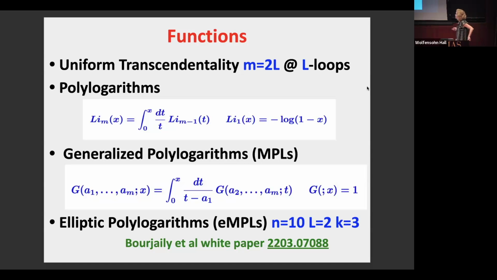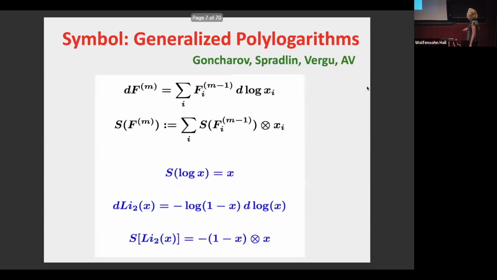More generally, remember I told you about N, L, and K: starting at 10 points, 2 loops, N^3 MHV, there are elliptic polylogs appearing. I don't know if Jake is here, but hopefully you'll hear a whole talk about that, and I will mention a little bit about this in this talk as well.